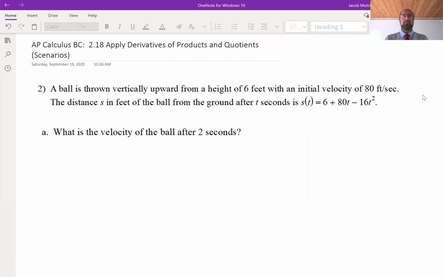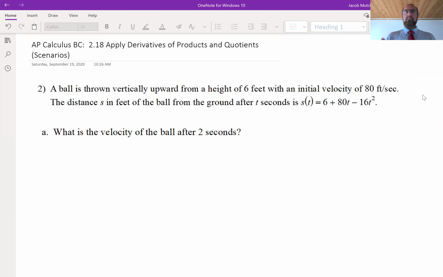Let's take a look at the situation. A ball is thrown vertically upward from a height of 6 feet. So a person standing at 6 feet above the ground throwing a ball vertically upward with an initial velocity of 80 feet per second. The distance s in feet of the ball from the ground after t seconds is this function, s of t equals 6 plus 80t minus 16t squared.